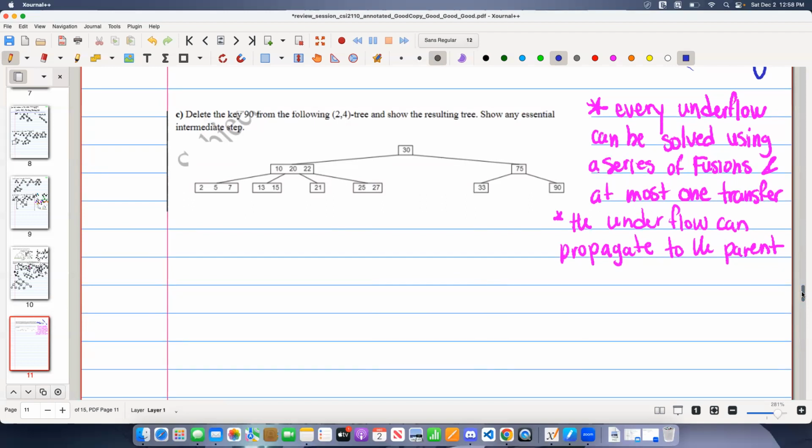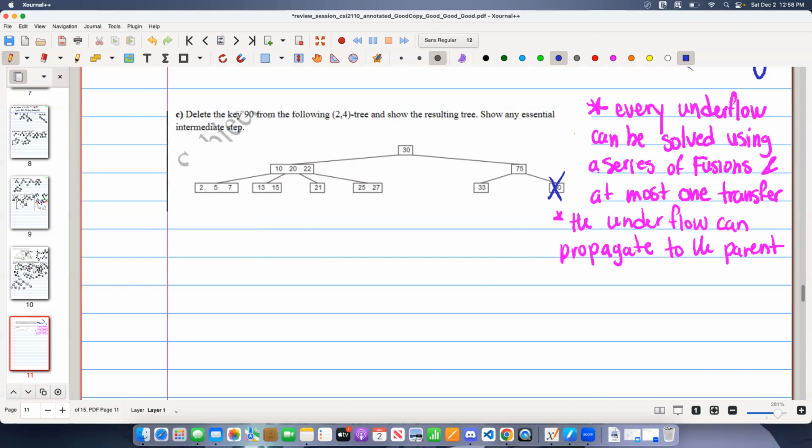Okay, now you have a 2-4 tree. If you cannot tell, this is from one of your assignments. I nabbed it from that. So if you got that assignment question wrong or you found it difficult, this will cover it. So from this 2-4 tree, we're going to delete 90. Okay. So I have some helpful tools. Every underflow can be solved using a series of fusions and at most one transfer. The underflow can propagate to the parent.